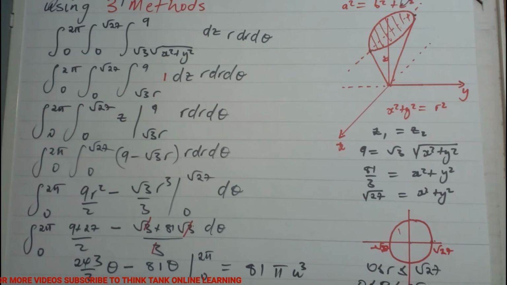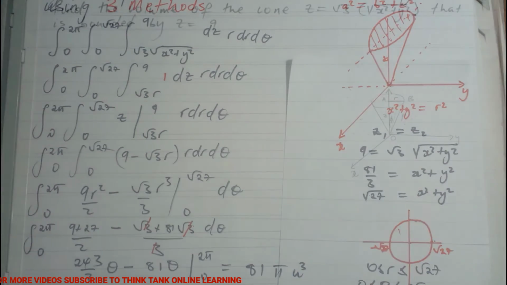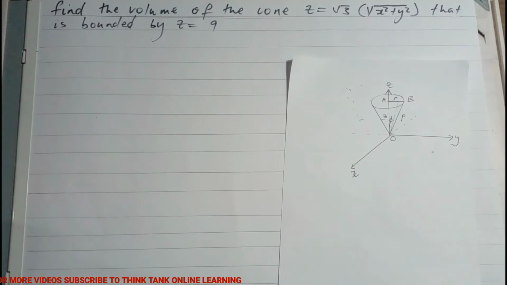Okay, and now we're moving to the next method. Okay, so now we're finding the volume using spherical coordinates. Okay, and using spherical coordinates in a cone is very different from using spherical coordinates in spheres. Okay, so here our phi varies. Okay, that is the main difference.